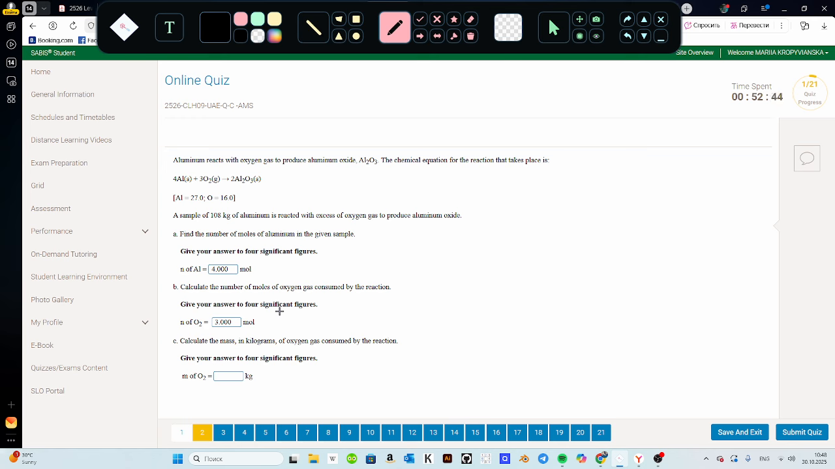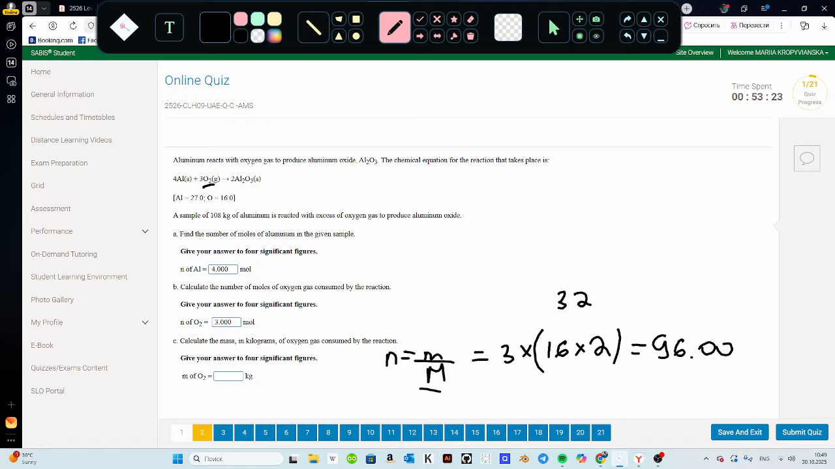So now we need to calculate the mass. We're going to be using the same equation of mass over molar mass. Our mass is still 100. Oh, sorry, we don't know the mass. We know the number of moles, which is 3 that we found earlier. We need to times that by our molar mass, which is 16 times 2, because over here we have the prefix of 2, so that's 32. So we're getting the answer of 96.00 kilograms.